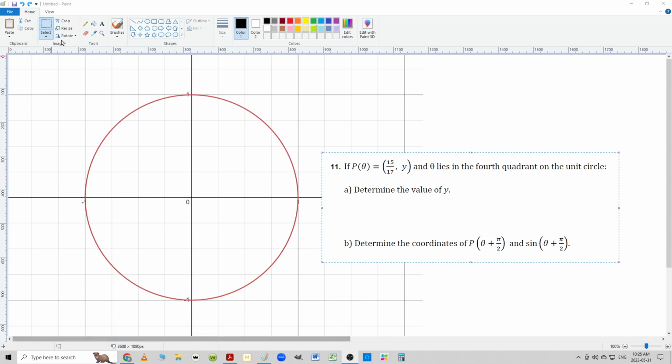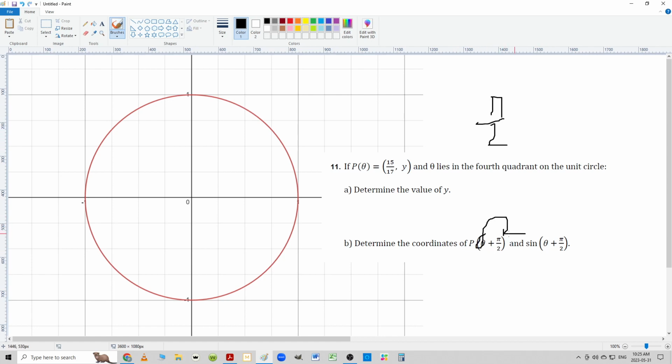Here's a clear explanation. And before I do part A, again, I want to show you what part B means. Whenever you see plus pi over 2, plus pi over 2 means add 90 degrees to, and whenever you see theta like that, it just means add 90 degrees to the triangle. And when you see a P like that, it means they want to know the point when we add 90 degrees, pi over 2 radians, to that particular angle.